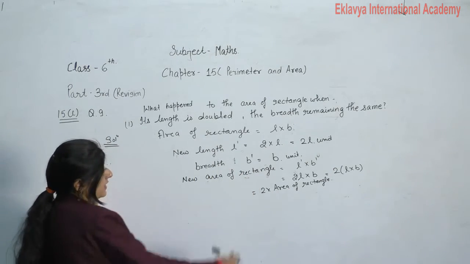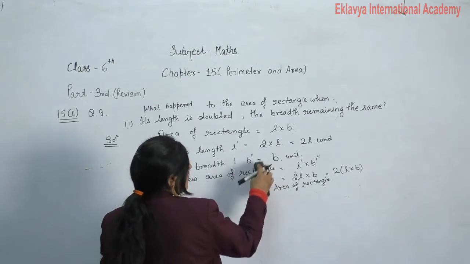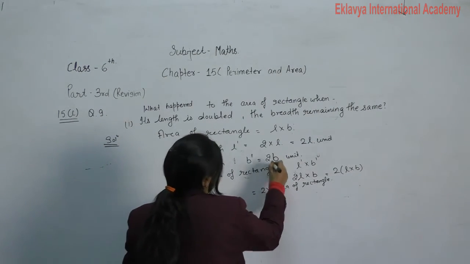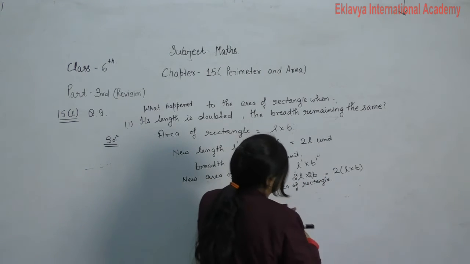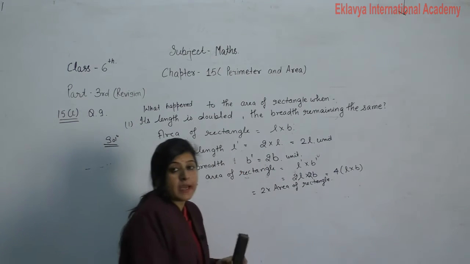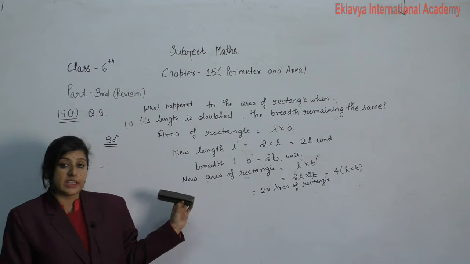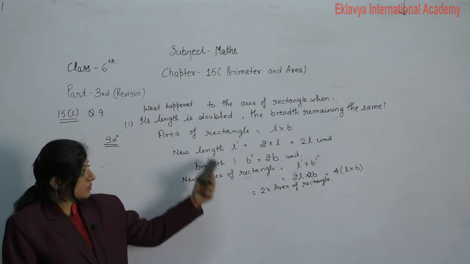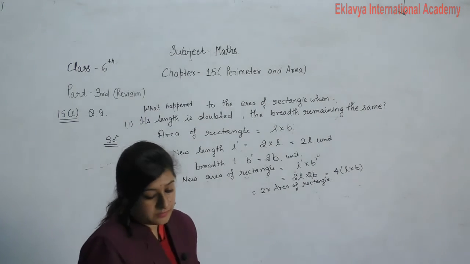If length and breadth are both double, it means we take new length l dash twice of l, b dash also twice of b, then if we put this, it becomes 4 times the area of rectangle. It means पहले जो area था rectangle का उसका 4 times हो जाएगा new area. So you can attempt this type of question.